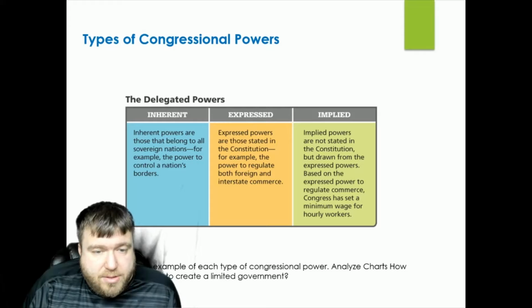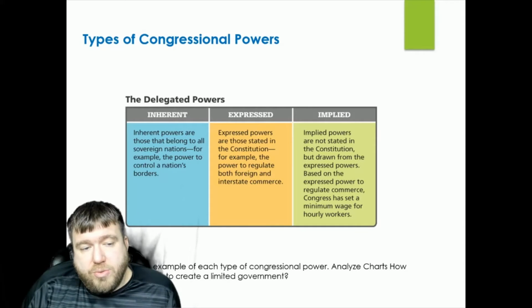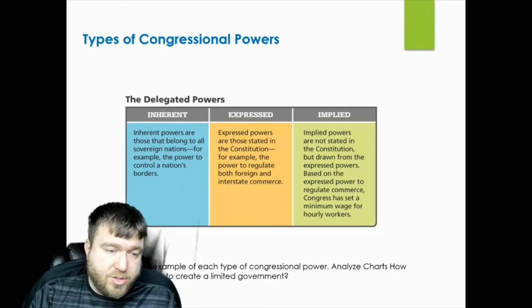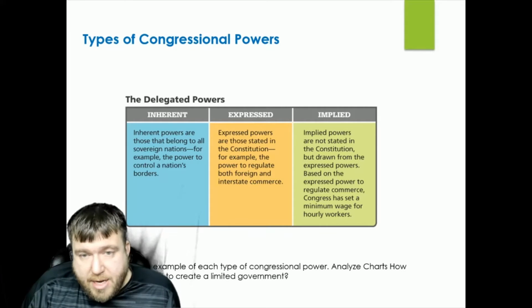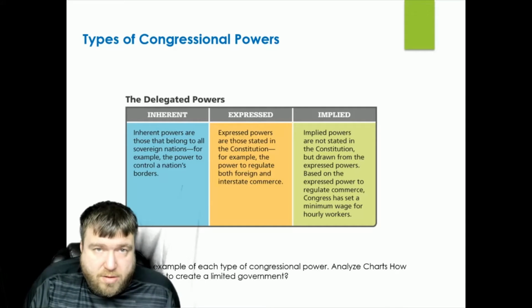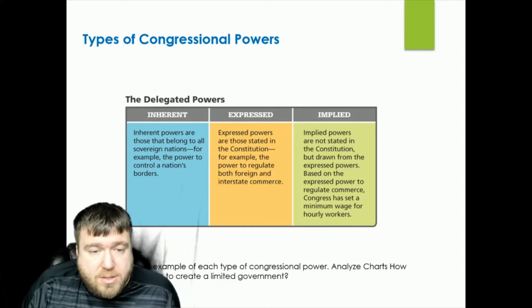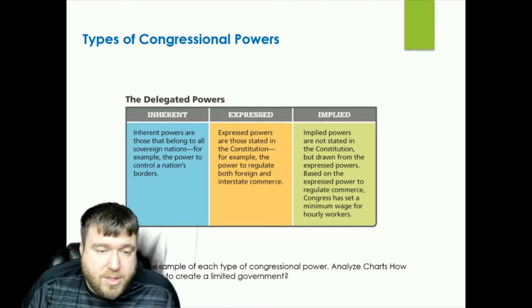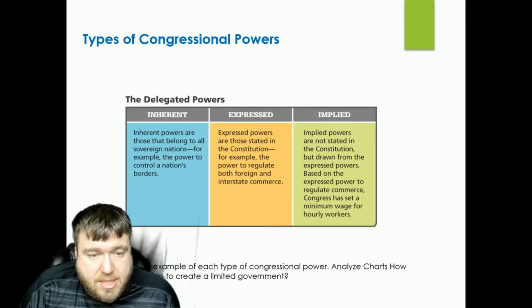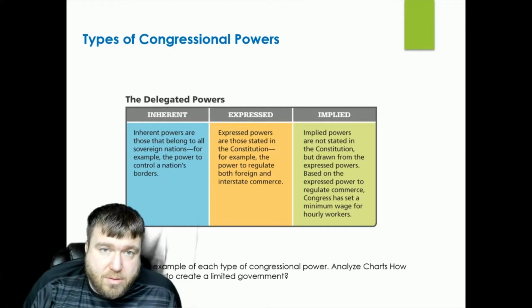The delegated powers. Once again, there are the inherent powers, which are those that belong to all sovereign nations. For example, the power to control a nation's borders. This is a power that the government has that does not necessarily need to be stated. It's just sort of implied. It's inherent in the system. There are the expressed powers, which are those stated in the Constitution. For example, the power to regulate both foreign and interstate commerce. Congress does have that power. And then there are the implied powers, which are not stated in the Constitution, but drawn from the expressed powers.